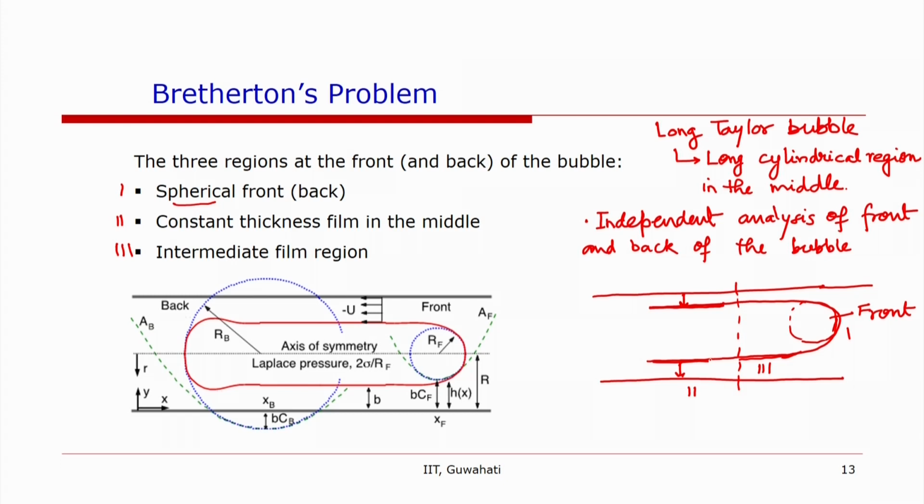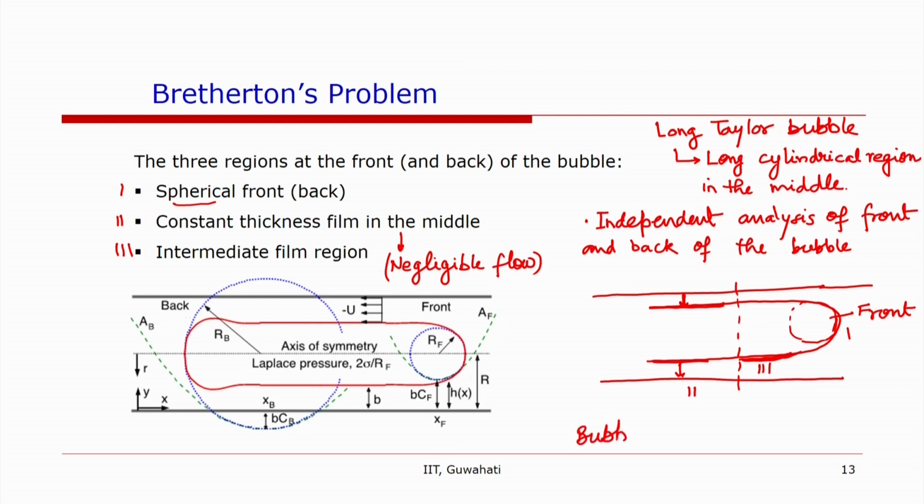As we have said, the flow in the film is negligible, and it is cylindrical in nature. So we know that if we know the film thickness, then we know the shape of the bubble. At the front, it is spherical, so what we need to find is the radius of this sphere. Now we look at this intermediate region or intermediate film, which is between the two. We also consider this in the bubble frame of reference.